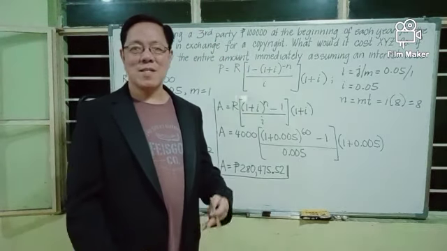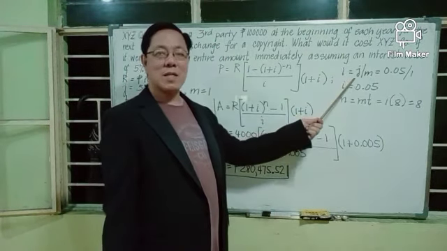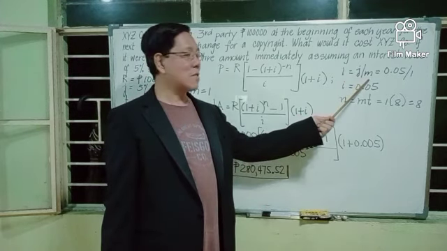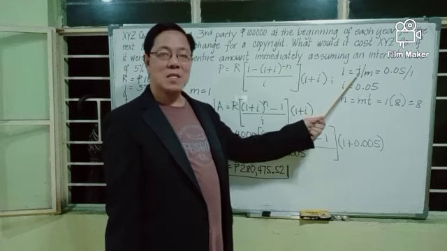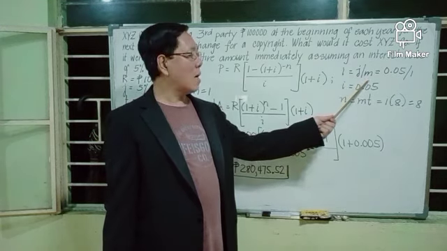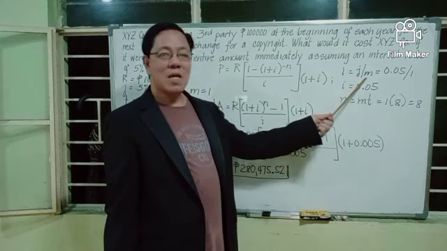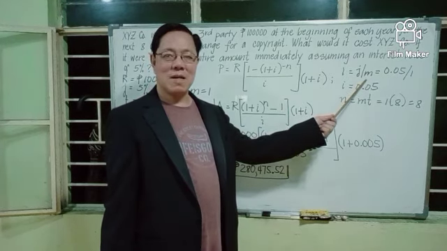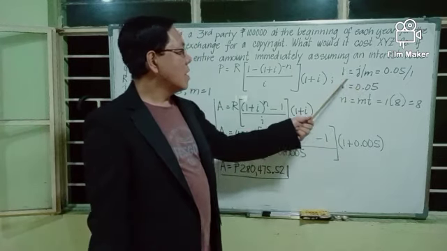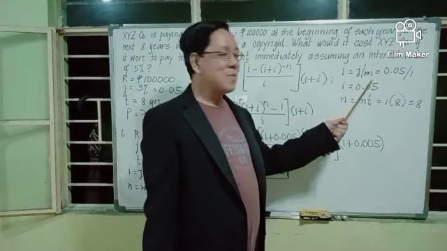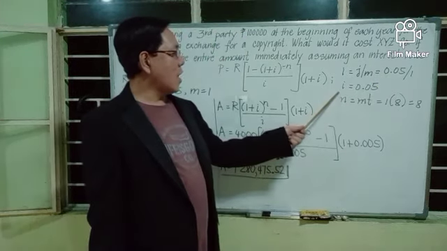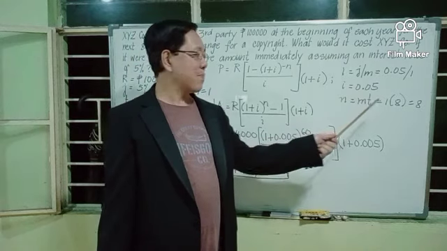By formula, the interest rate per period is equal to the annual interest rate divided by the number of interest conversion periods. In our example, J is 5% compounded annually. We take J as compounded annually because the payments are to be made annually at the beginning of each year. So I is J divided by M. J is 0.05 divided by M is 1. So I is equal to 0.05.